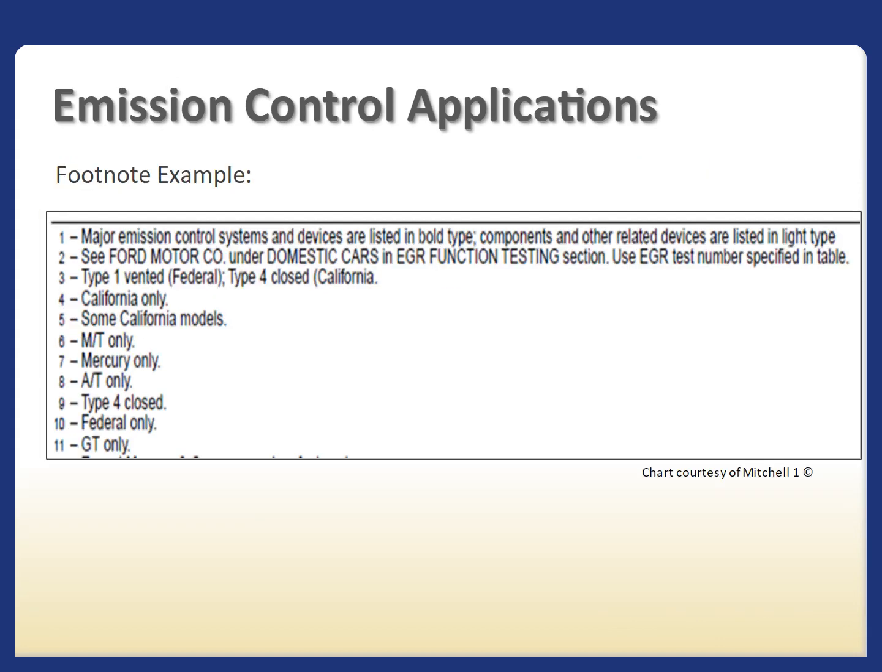In the previous slide, we noted that there was a footnote for EGR. In this table, you can see the footnote number 4 tells us that the EGR valve is required on California certified vehicles only. Therefore, a federally certified vehicle would not be required to have an EGR valve. An inspector that doesn't obtain the correct information may falsely pass or fail a vehicle during a smog check inspection.